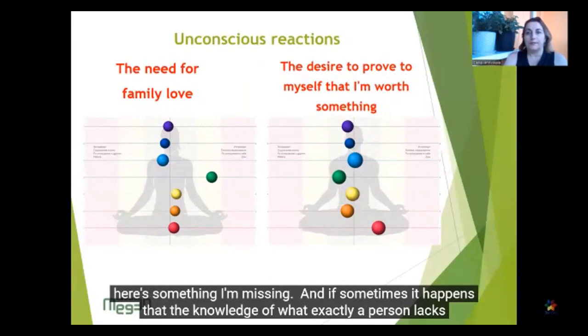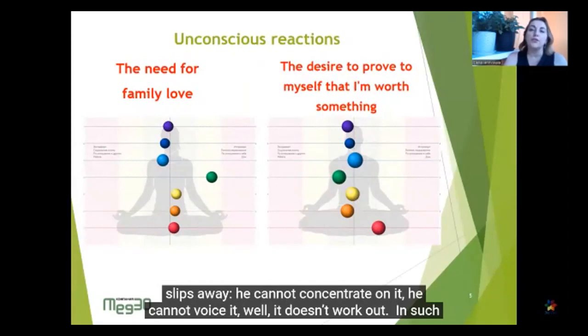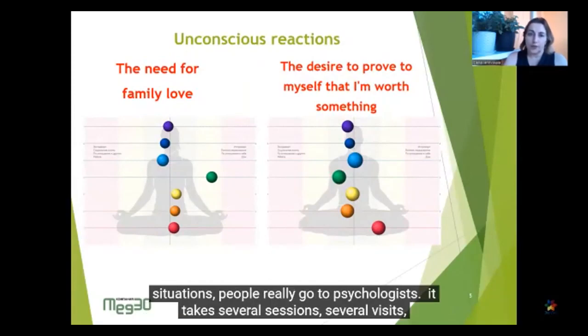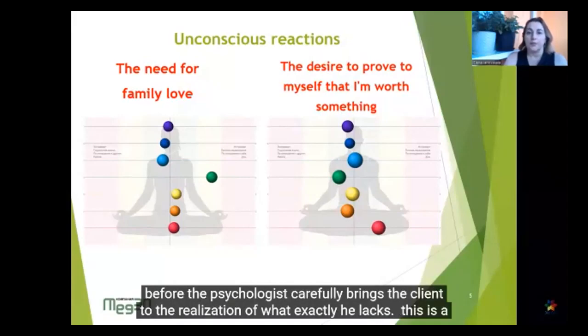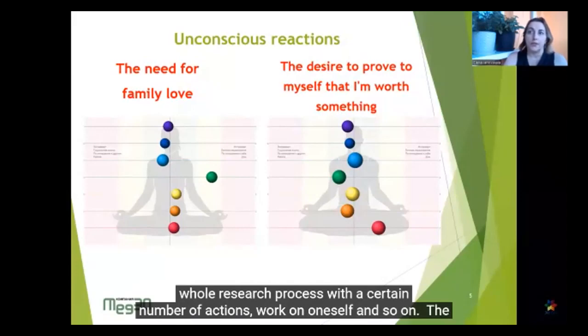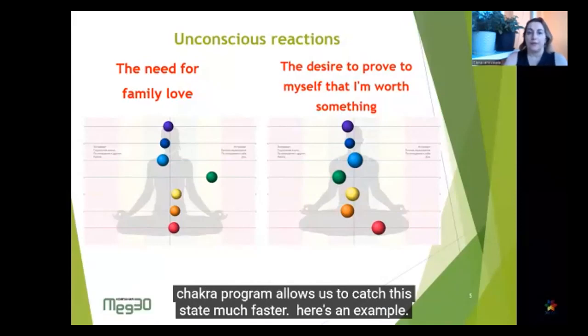And sometimes it happens that knowledge of what exactly a person lacks slips away. The person cannot concentrate on it, cannot verbalize it. So in these situations, people really go to psychologists, and it takes several sessions, several visits before psychologists can figure out what the person is actually lacking. This is a big research process, in fact, with a certain number of actions, work on oneself, etc. But the chakra program allows us to catch this state much faster.